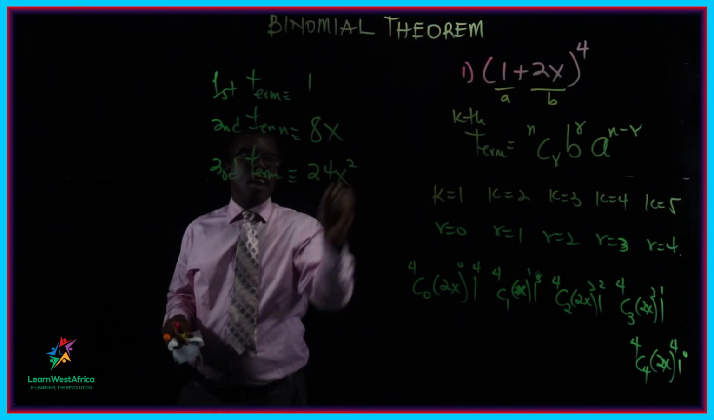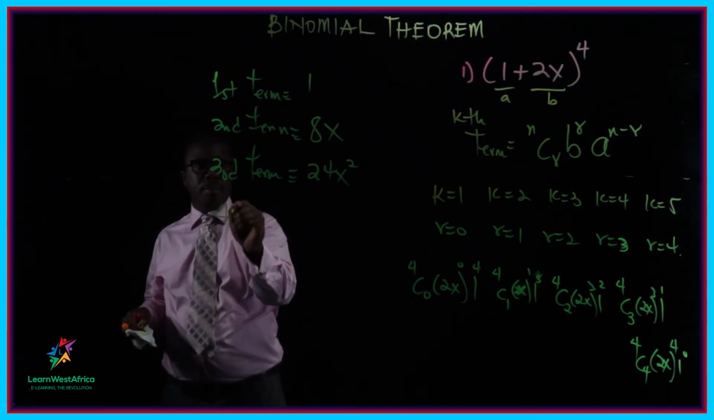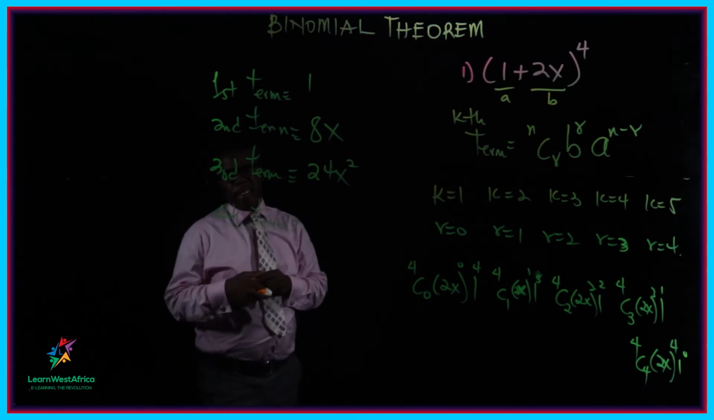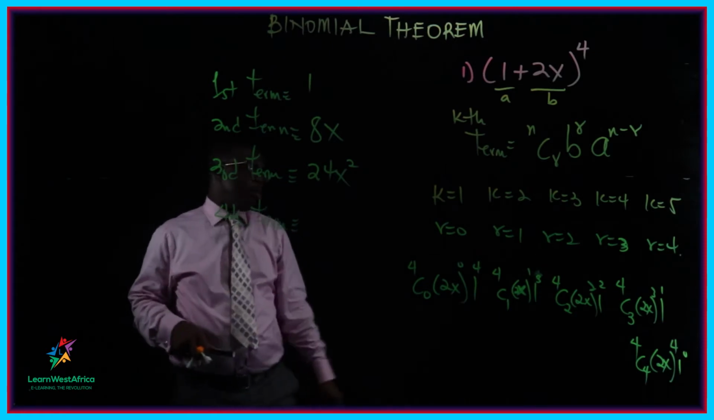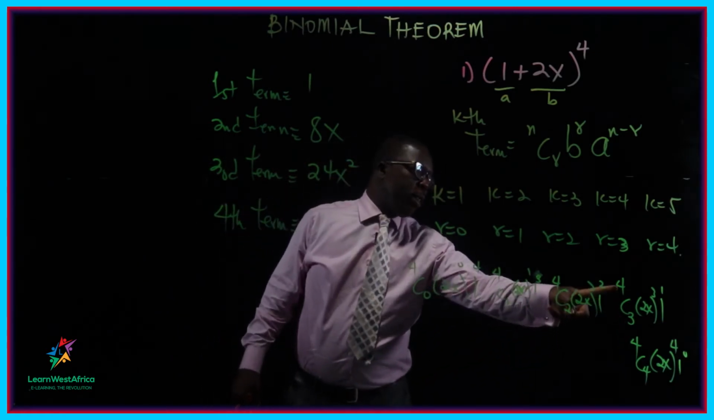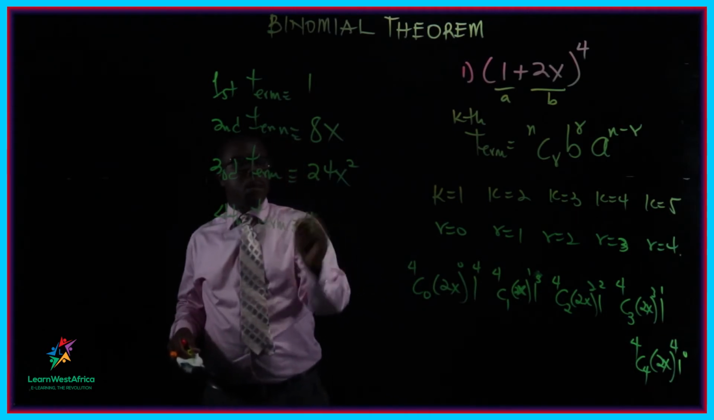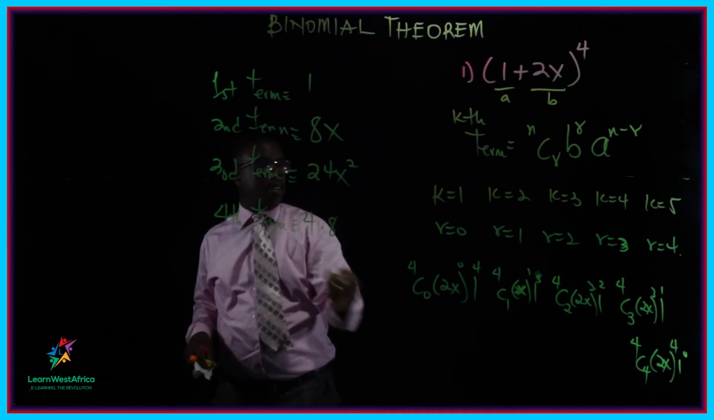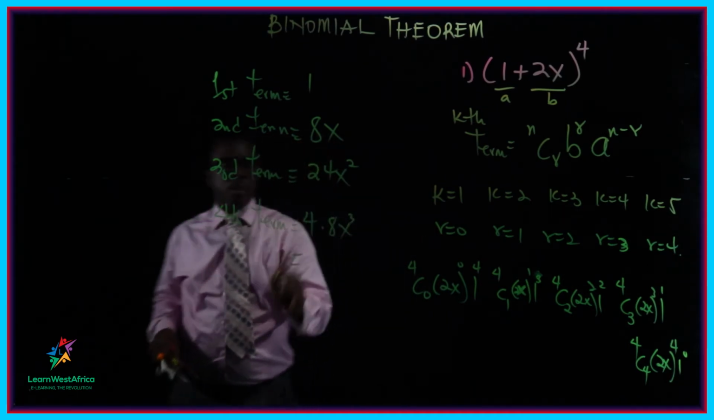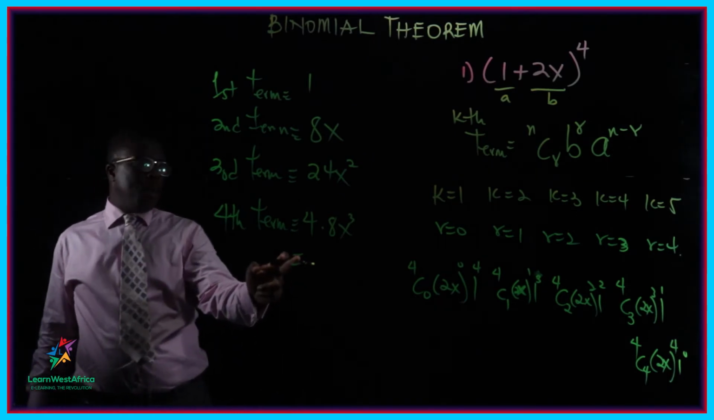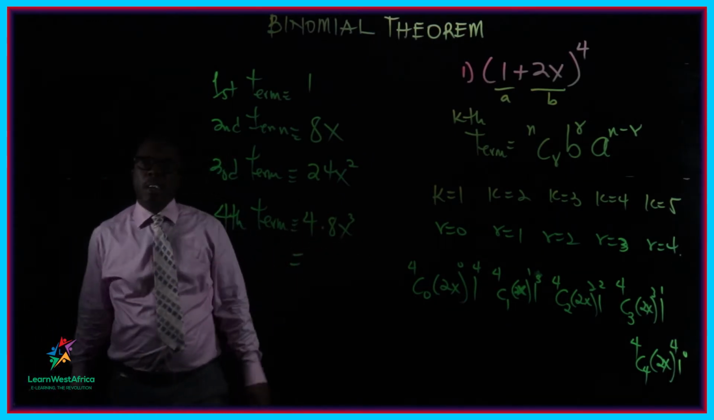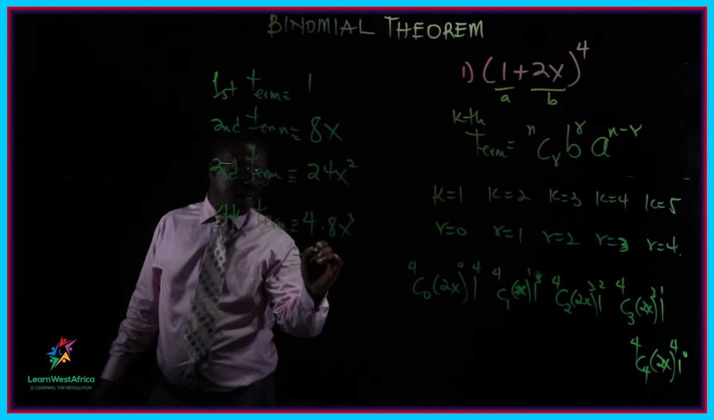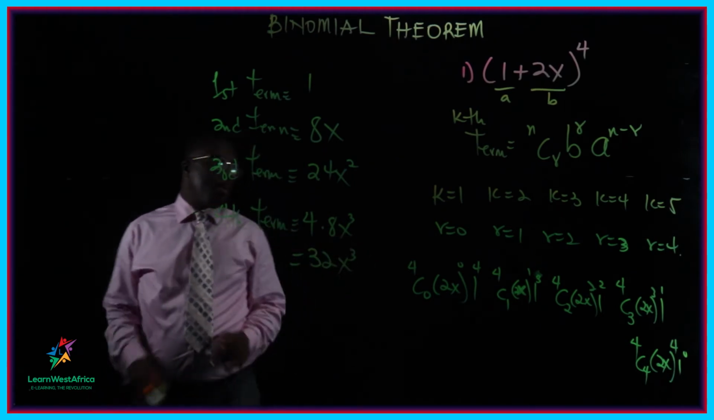24x squared. Then we come to our fourth term. So in our fourth term, what do we get? Okay, so our fourth term has got r equal to 3. So that's going to give us 4 choose 3, that is 4, times 2 cubed will give you 8. Then we have x cubed. So what happens to our fourth term? Our fourth term is going to be 4 times 8 x cubed. And what is 4 times 8? 4 times 8, we know, is going to give us 32x cubed.